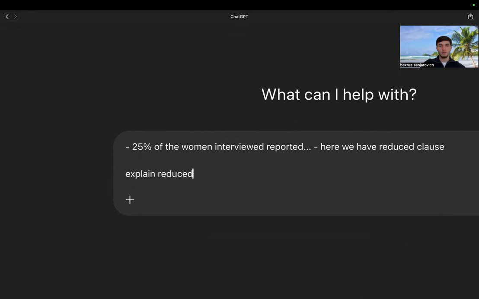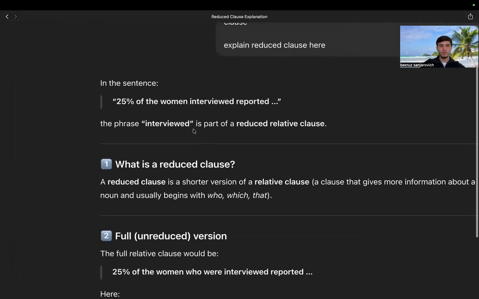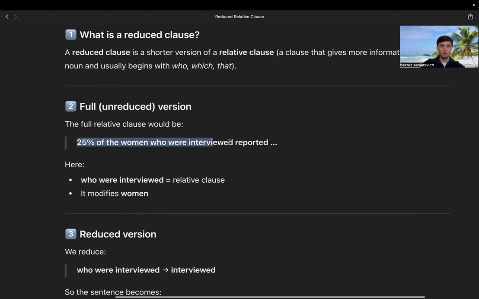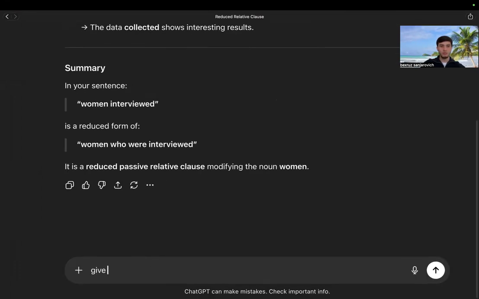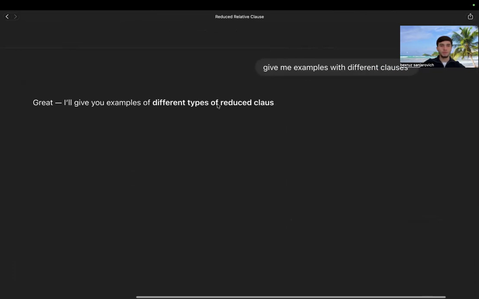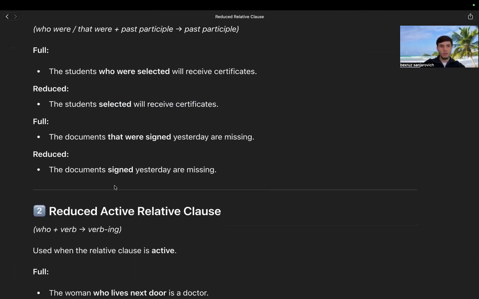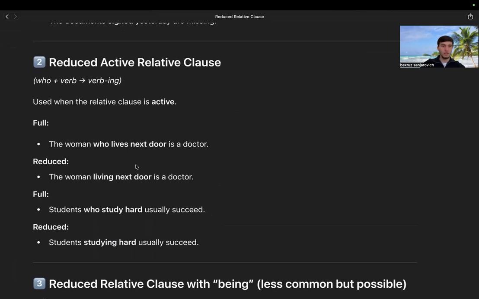Explain the use of clause here. You see, the phrase interviewed is a part of a reduced clause. 25% of the women who were interviewed reported something. And I can say, give me examples with different clauses. So, the students who were selected will receive certificates. The students selected will receive certificates, you see? And the documents that were signed yesterday are missing. The documents signed yesterday are missing, you see?